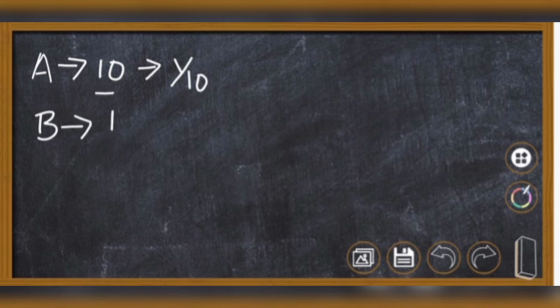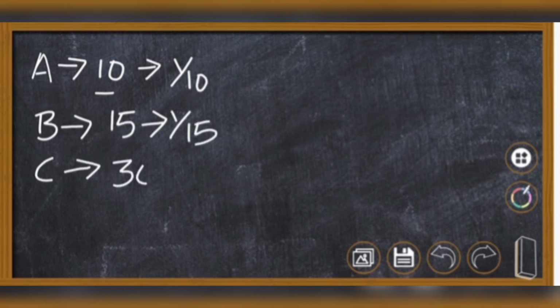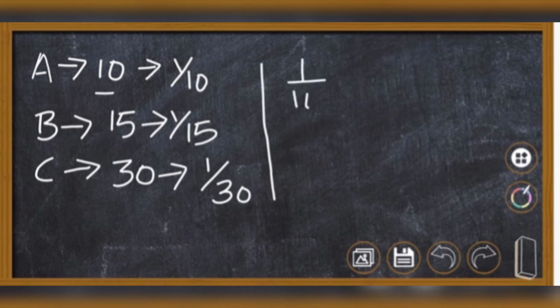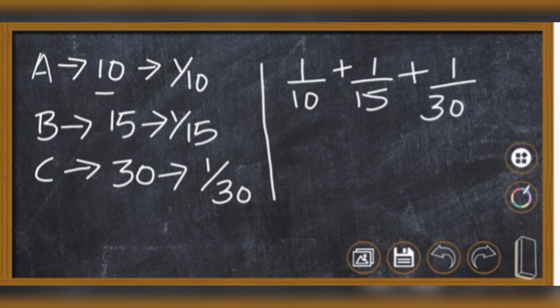What about B? B does it in 15 days, so he can perform 1 by 15th of the work in one day. And what about C? C can perform the work in 30 days, so he can only do 1 by 30th of the work in one day. So when they do it together, A plus B plus C's work in one day is 1 by 10 plus 1 by 15 plus 1 by 30th.